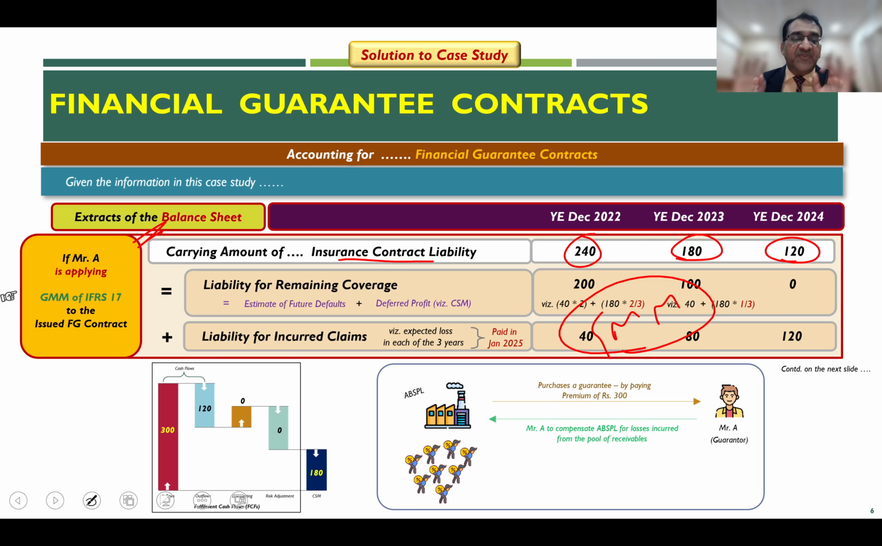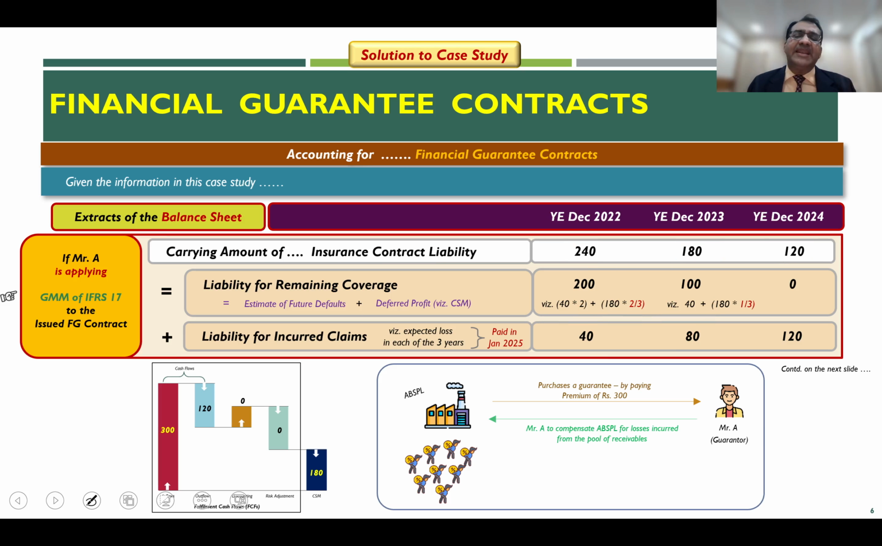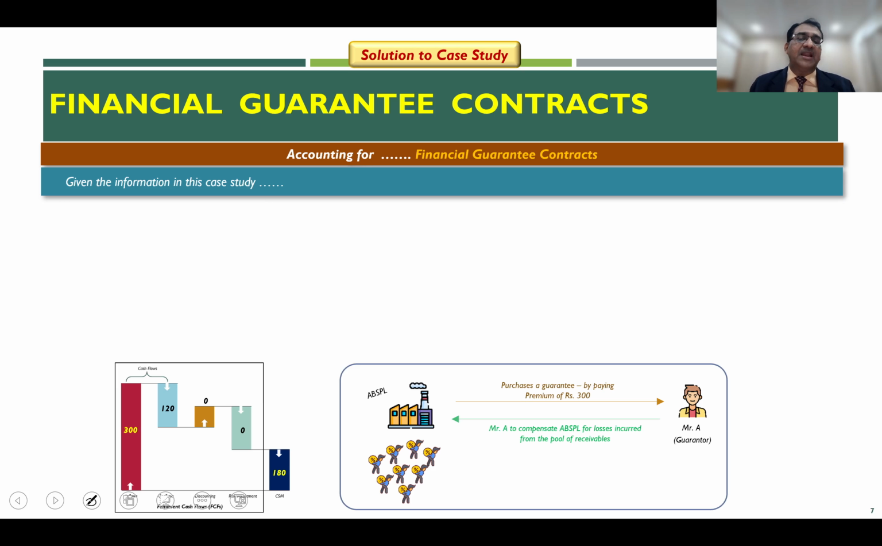Of course, it is very, very simplified. When you actually look at the accounting under Ind AS 117 and IFRS 17, you will see there are much more nuances. It is a very simplified version of the accounting which I am explaining here. Now, what about the P&L? This is the balance sheet. Let us see the next slide, how the extracts of P&L will look.